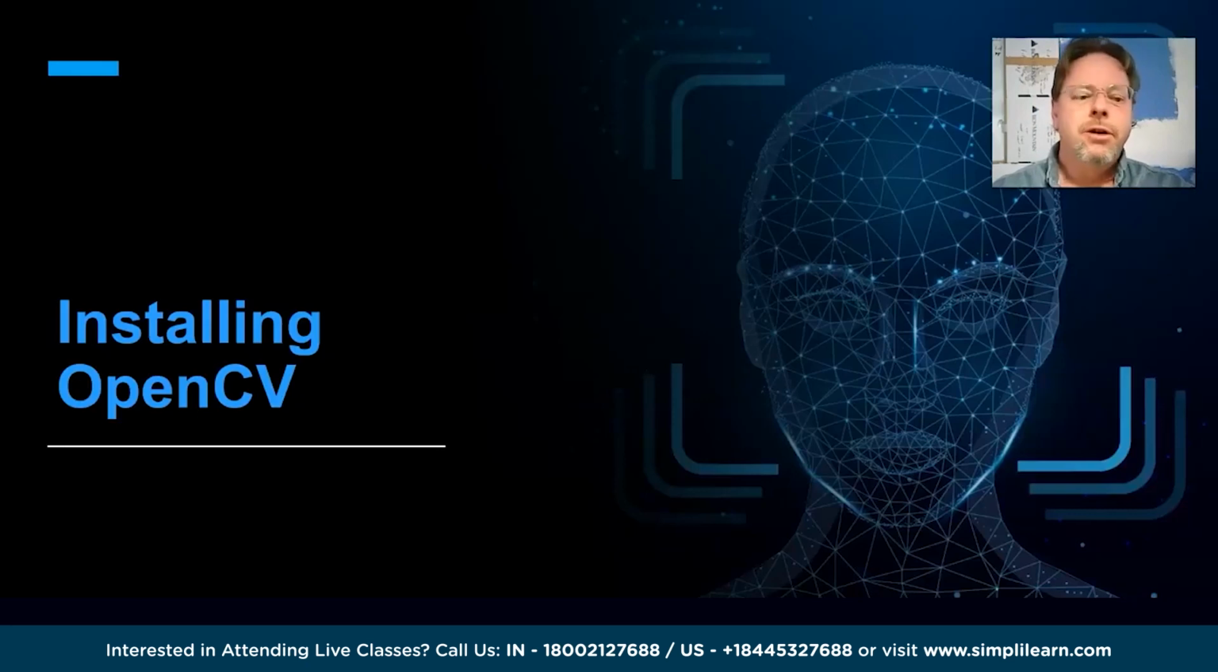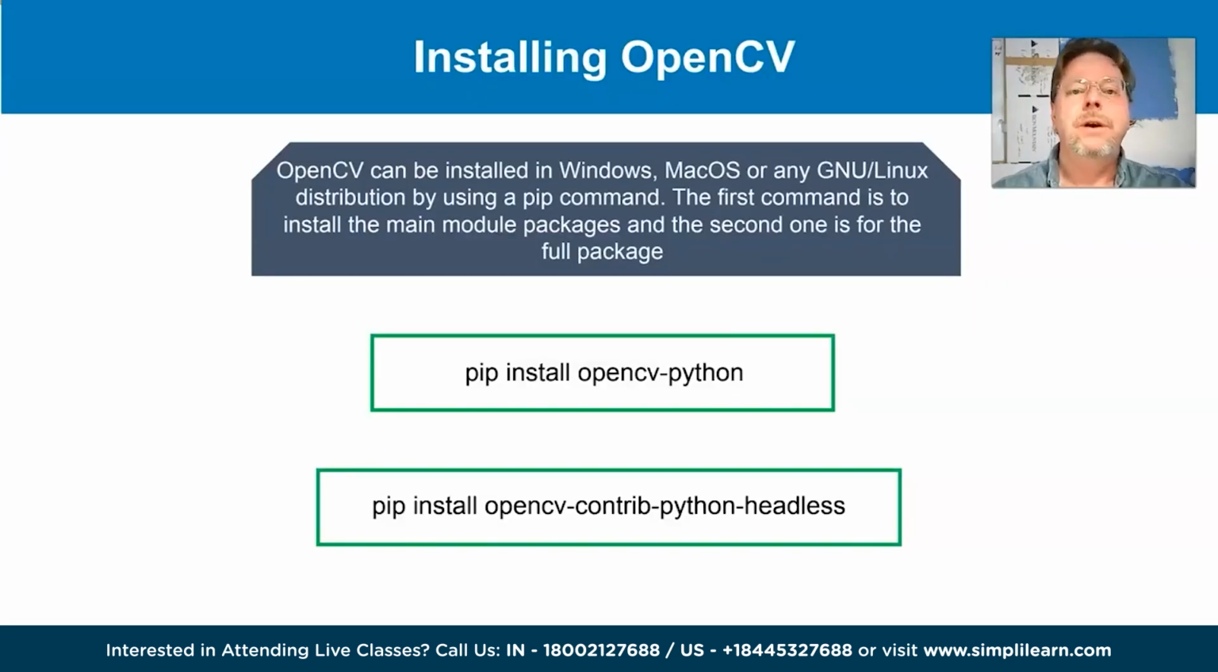We'll start with installing OpenCV. It's pretty straightforward. In Python, you do a pip install opencv-python. You can pip install opencv-contrib-python-headless. OpenCV can be installed in Windows, macOS, or any GNU/Linux distribution by using the pip command. The first command we went over is to install the main module packages, and the second one is for the full package. And usually you want the full package. Once you start digging into it, it's so easy to use, and there's so many fun things you can play with.